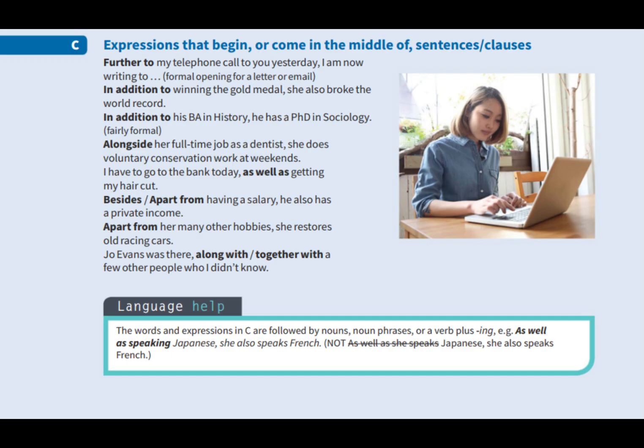Language help, the forms that follow addition expressions. Expressions such as in addition to, alongside, as well as, besides, apart from, along with, and together with are followed by a noun phrase, or a verb ending in ing. For example, as well as speaking Japanese, she also speaks French. Do not follow as well as with a complete clause in this structure. Use: As well as speaking Japanese, she also speaks French. Do not use: As well as she speaks Japanese, she also speaks French.